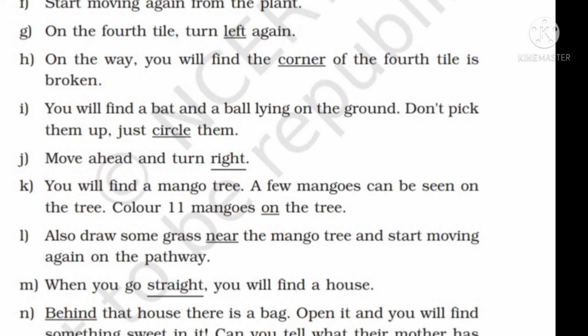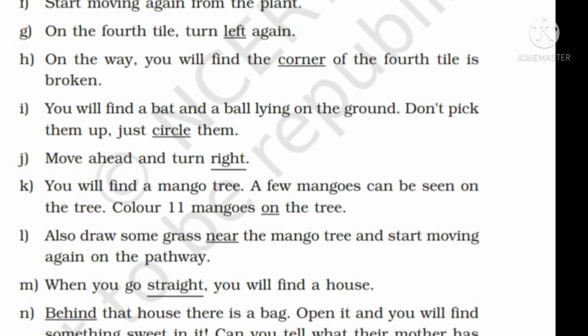You will find a bat and ball lying on the ground. Don't pick them, just circle them. Move ahead and turn right. You will find a mango tree. A few mangoes can be seen on the tree. Color 11 mangoes on the tree. Also draw grass near the mango tree and start moving again on the pathway.